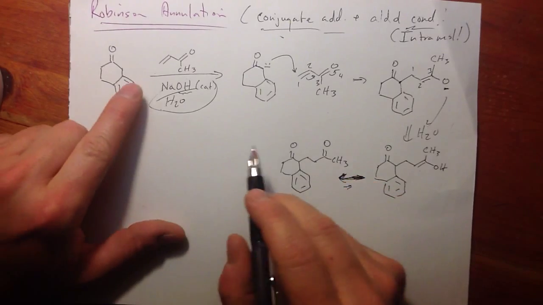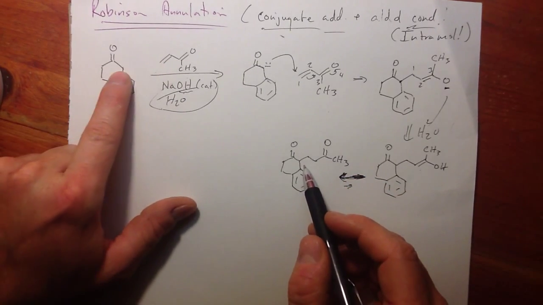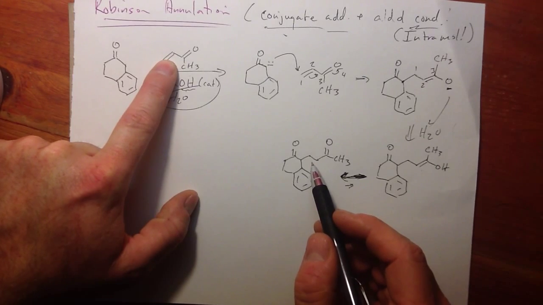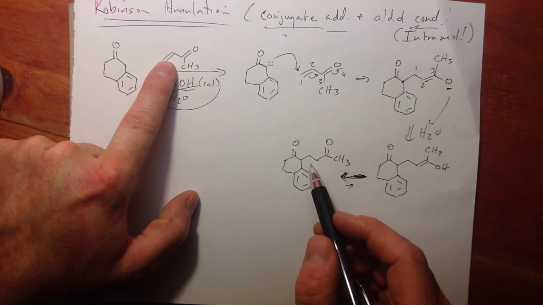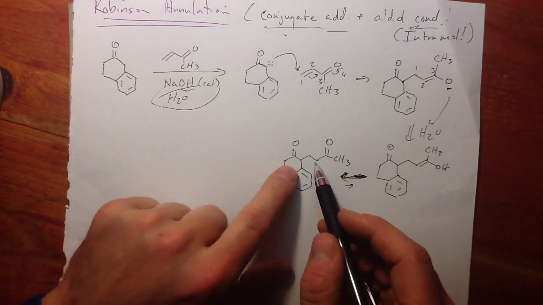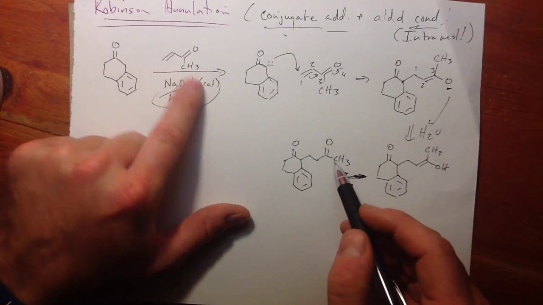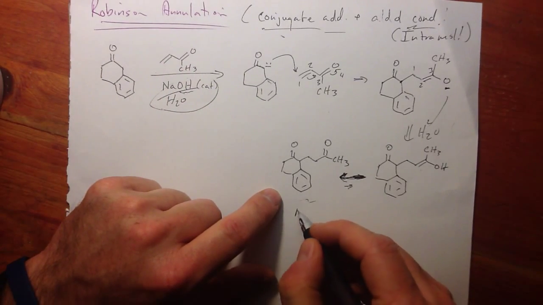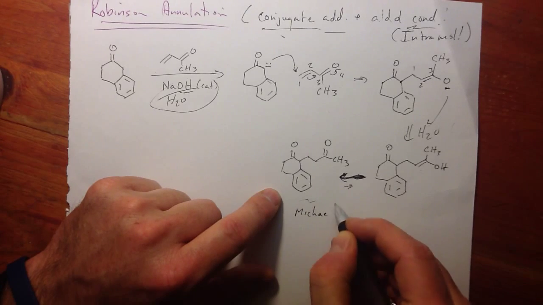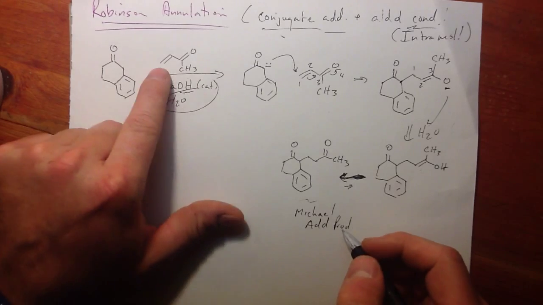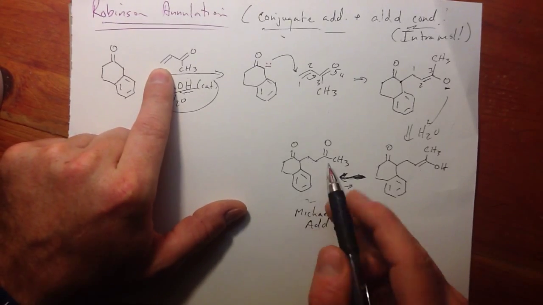Alright, so in the end, what we've basically done is erased that carbon-carbon double bond here in the enone that we attacked, the conjugate position. With the enolate on, we basically erased that pi bond, and we just put everything back together again. This is our Michael addition product, because we attacked a conjugate position.